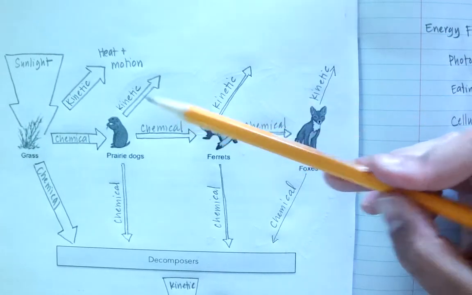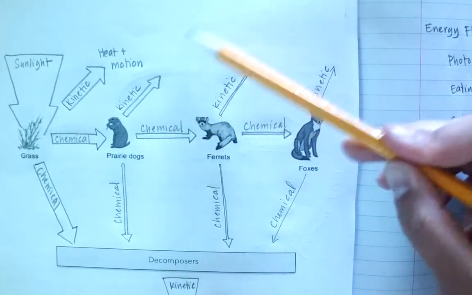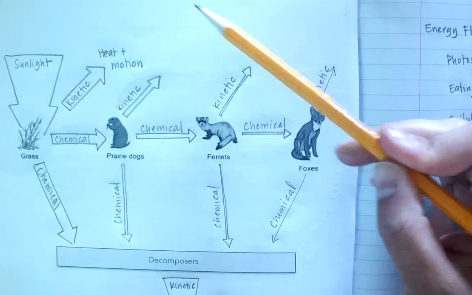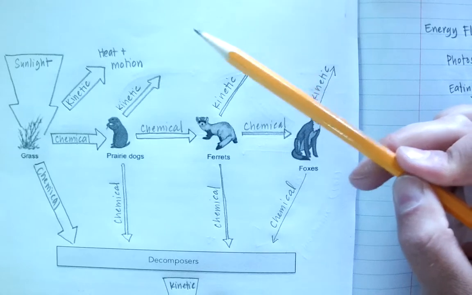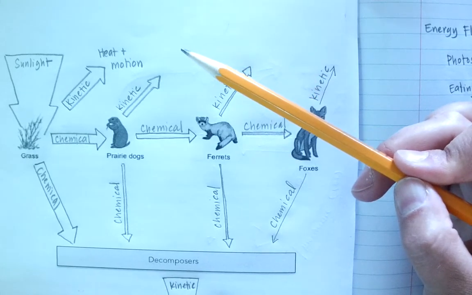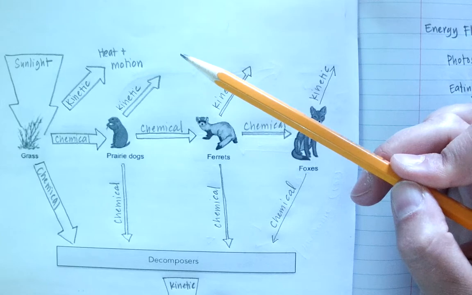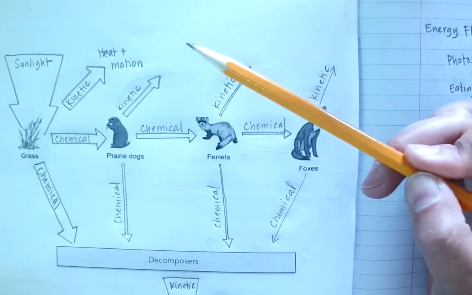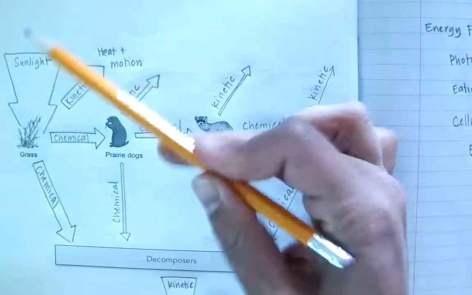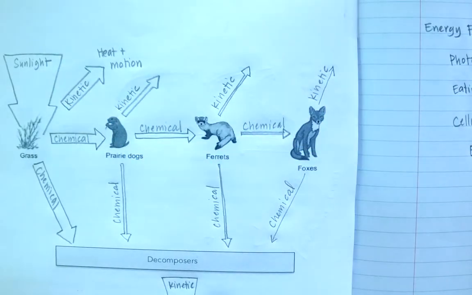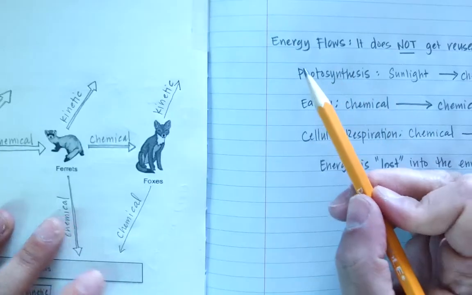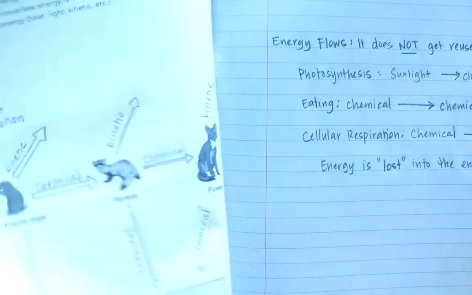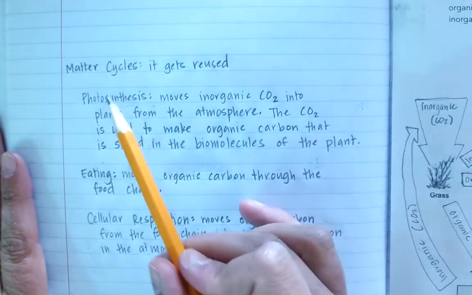So once it's ended up as kinetic energy going into the environment, it can no longer come back into this food chain unless somehow, like, a lightning bug is able to convert it into light, but it can't. So you would need it to turn into light so that it can enter back in as grass. So energy is lost to the environment. So our key ideas here is that energy flows, and matter cycles.